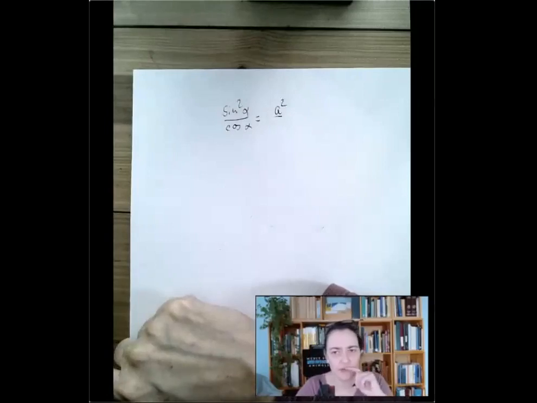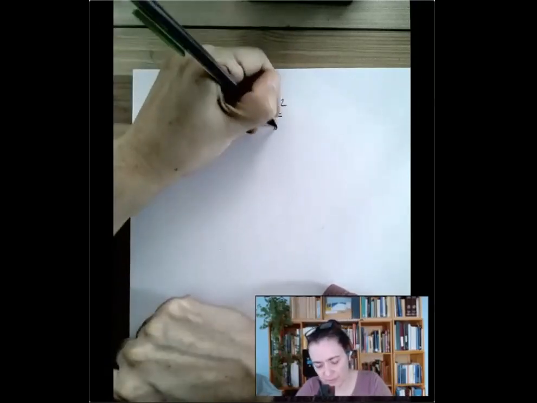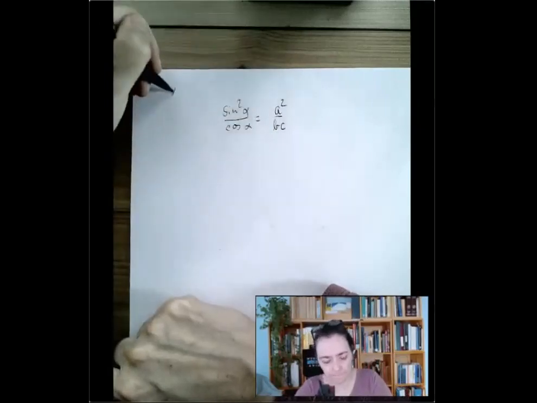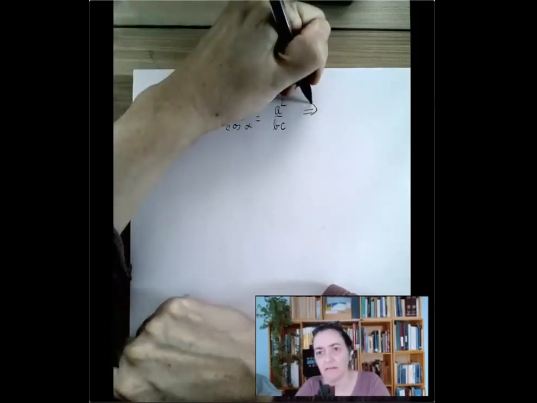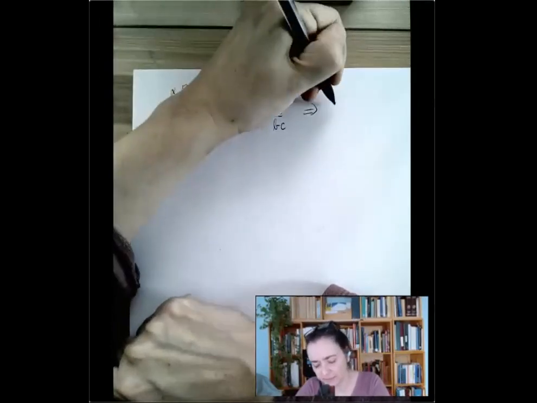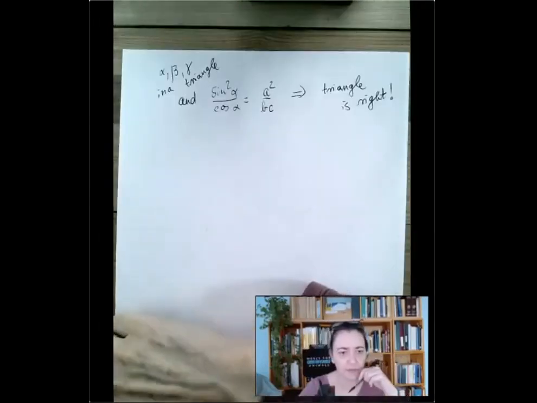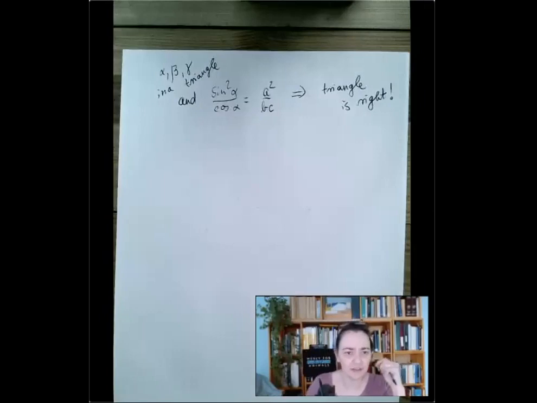So suppose alpha, beta, and gamma are angles in a triangle, and sine squared alpha over cosine alpha equals a squared over b times c, then the triangle is the right triangle. We may or may not need to know which angle we have to prove is 90 degrees.